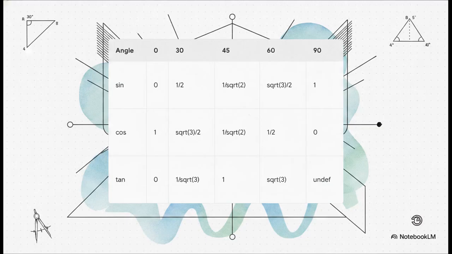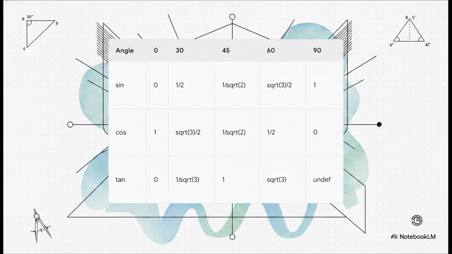Think of this standard table as your ultimate decoder ring. In trigonometry, we frequently work with what we call standard angles, 0, 30, 45, 60, and 90 degrees. Mathematical constants dictate that the ratios for these specific angles are always exactly the same. For instance, the sine of a 30-degree angle will always be 1/2. The tangent of 45 degrees will always be 1.